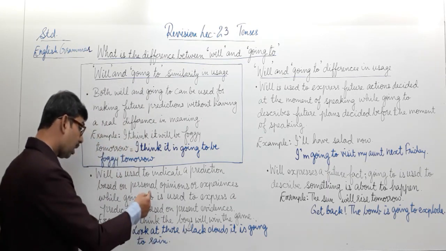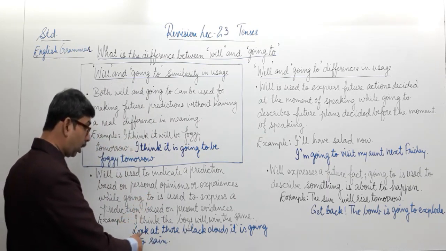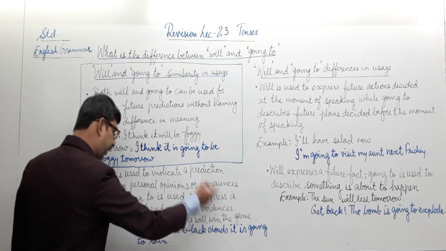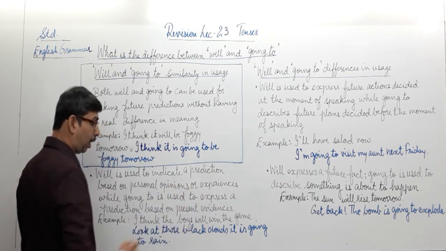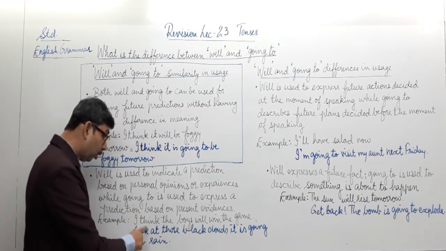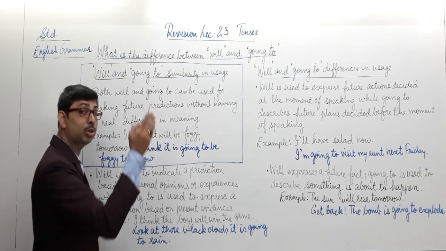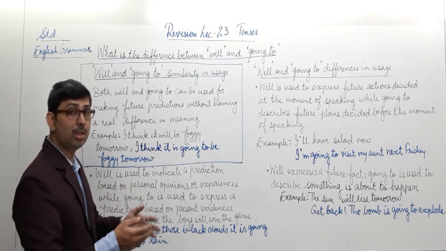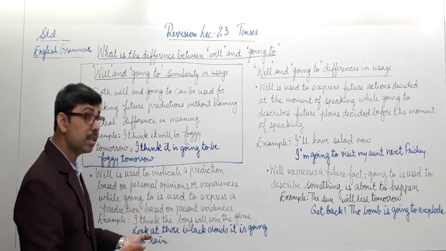Similarly, we will be using the going to form when predicting on the basis of present evidence. Look at those black clouds. It is going to rain. So what have we said over here? Look at those black clouds. You've been asked to look at the black clouds, or you've been given some understanding over there on the basis of present evidences. Have a look at the sky.